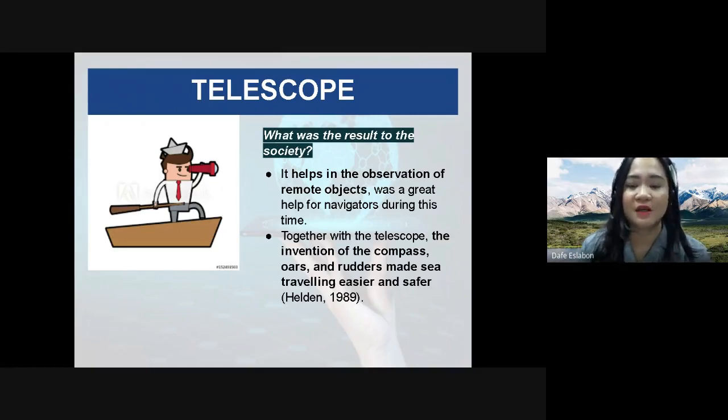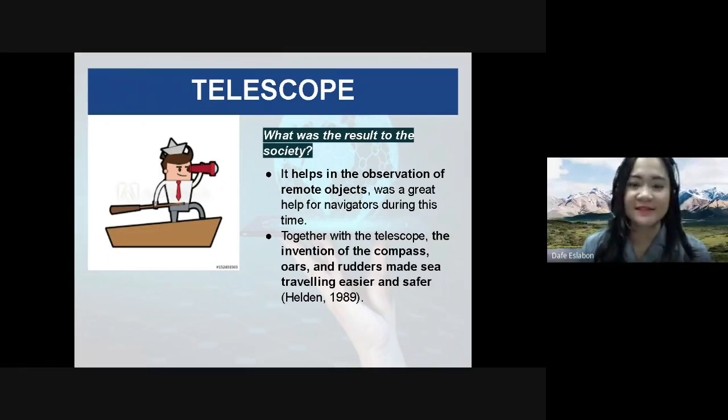And together with the telescope, the invention of the compass, oars, and rudders made sea traveling easier and safer. So it's not only the telescope that was invented during this time, but also the compass, because as we all know, the compass is used to tell us the right direction, or which direction we are in right now. So, for navigators, the crews working on the ship, or captains, the telescope, compass, oars, and rudders were a great help in navigation through the seas or oceans.